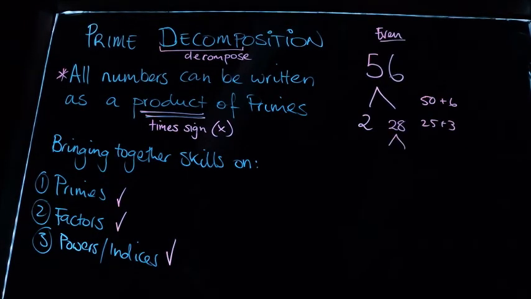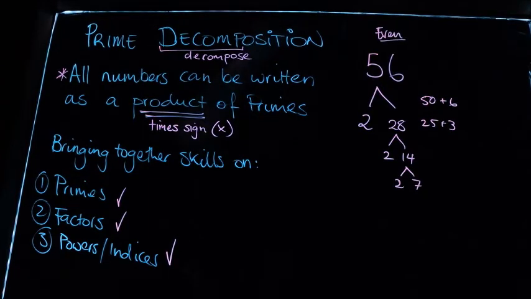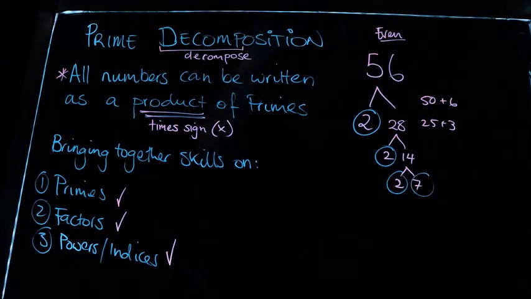Okay, it's an even number again, so let's do the same thing. And I end up with an even number again. And this time, 2 times 7 is our prime factors. They're all prime numbers on all the branches. If you want to circle them, you're most welcome to double check that they're all prime. And then finally write a statement: 56 is equal to 2 times 2 times 2 times 7.